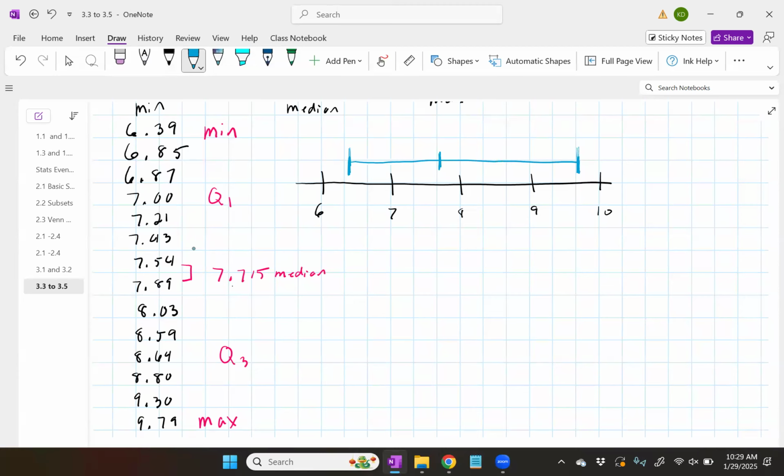All right, quartile 1 is at exactly 7. Quartile 3 is 8.6, so here-ish. And now I box them. You can color this in or not. If I darken it, I can. I'm gonna leave it. Wait. I have a highlighter. Oh, that's nice.